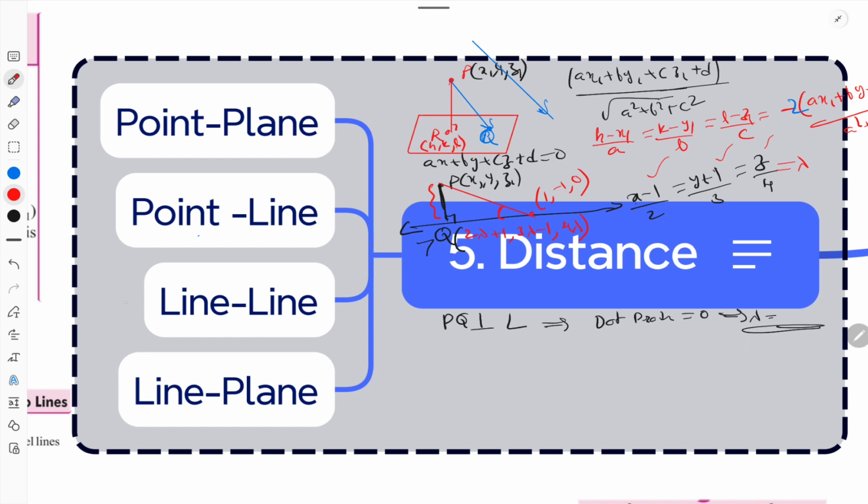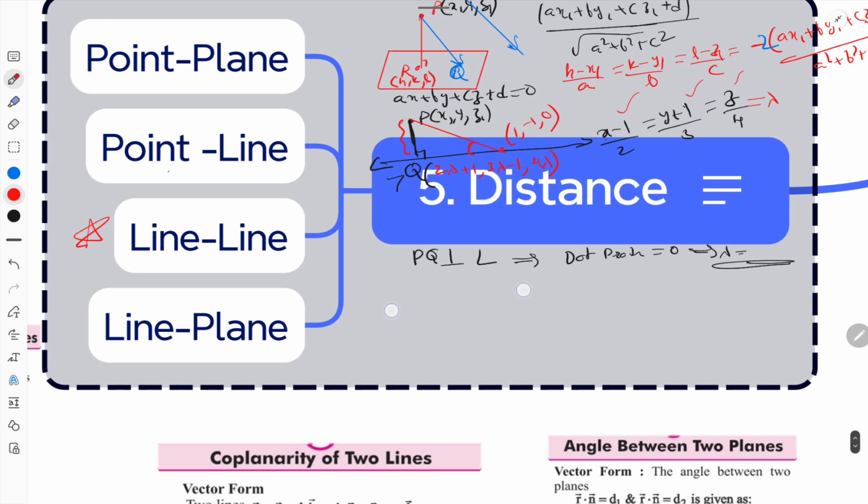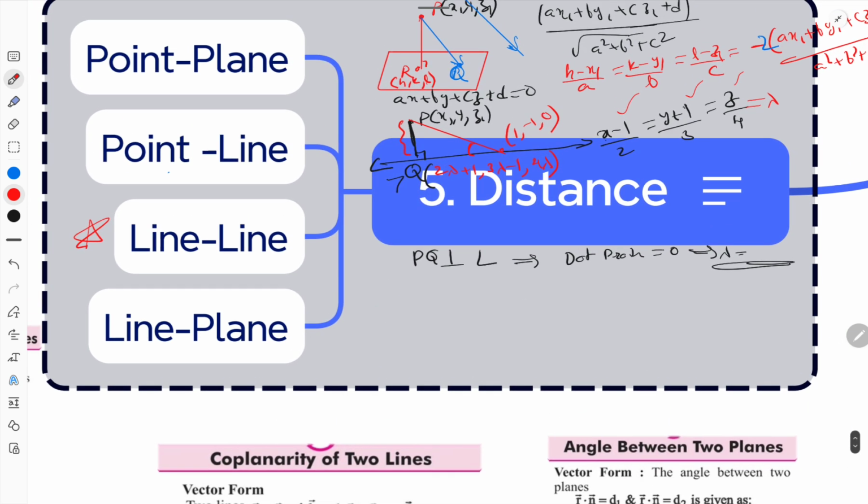Next, very important: line and line. What are the different positions of two lines in space? They may be parallel, they may be intersecting, and if they intersect, they will intersect at one point. They may be coincident. And the fourth position is neither intersecting nor parallel; we call them skew lines.